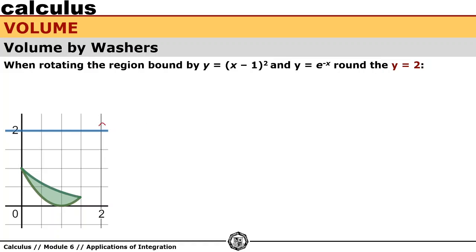Now this is a game changer because we're no longer going around the x-axis or the y-axis. We're going to go around this line y equals 2. And that is a major change in how we're going to get our radii.